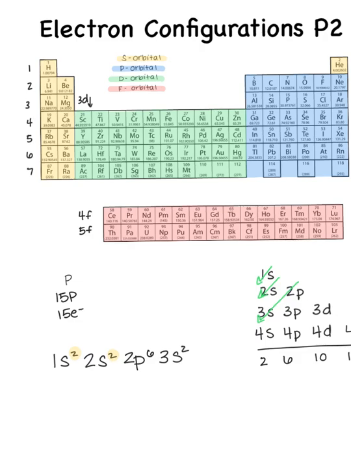So let's see where we're at so far with our amount of electrons. So 2 plus 2 is 4, plus 6 makes 10, plus 2 makes 12. So I still need 3 more. Well, good thing, because I am now moving into my 3p orbital. 3p, but I'm only going to do 3 because I want to get to my 15 electrons. So this is my electron configuration for phosphorus.